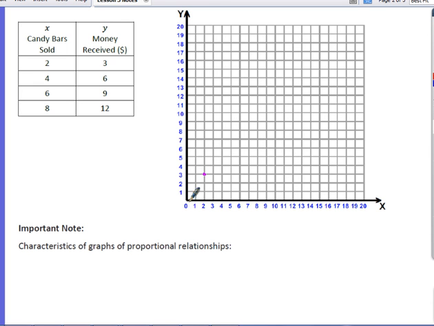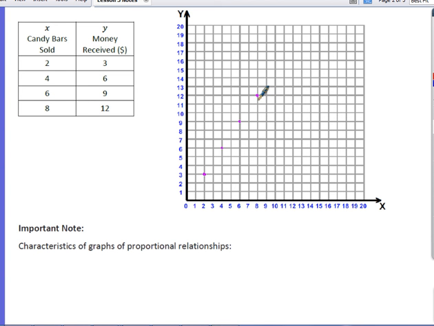The next one is 4, 6. So again, I move over to 4 and up to 6. Next one is 6, 9. So I'm going to go over 6 and up 9. And then we have 8, 12. So I'm going to move over 8 and up to 12. So let's take a look at what graph we have created.